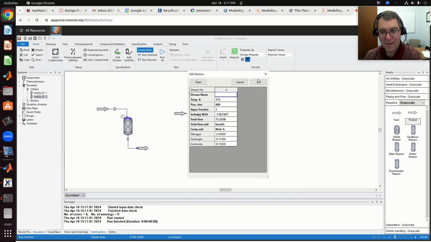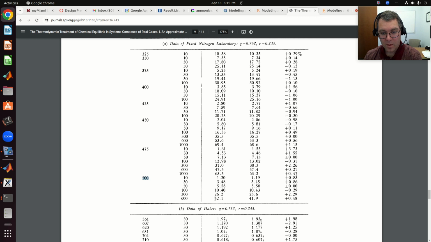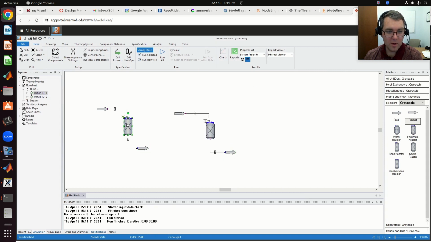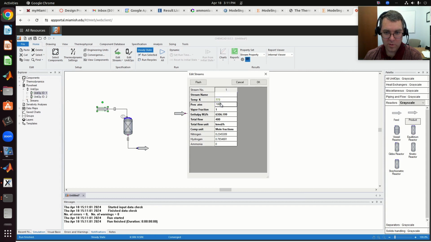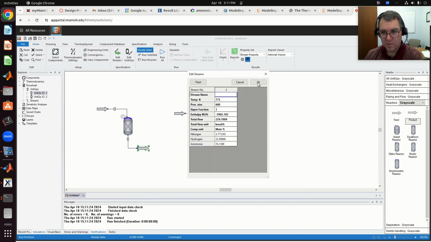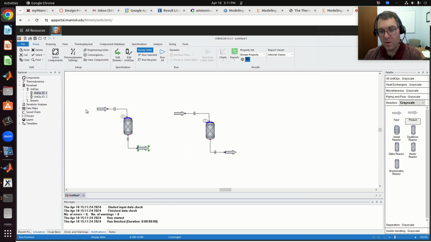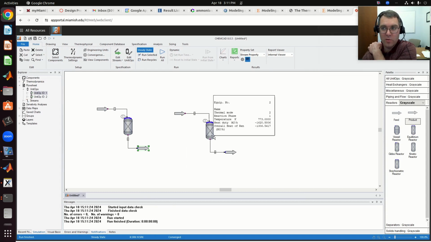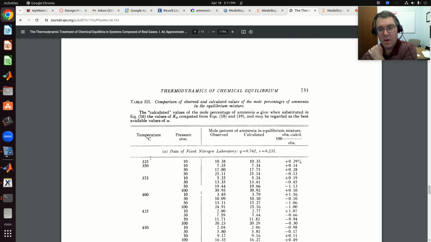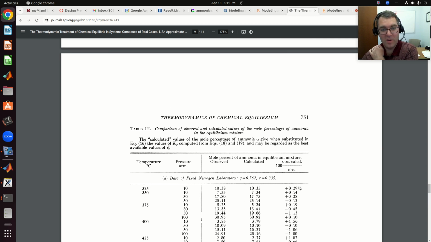We're at about 39.8%, and experimentally observed is 42. Pretty darn good. Okay, and over here, I overshot it. If I'm at 600, so my equilibrium reactor slightly overshoots. The Gibbs reactor is pretty close based on this. I should probably look at this in more detail because it does look like I'm missing something.